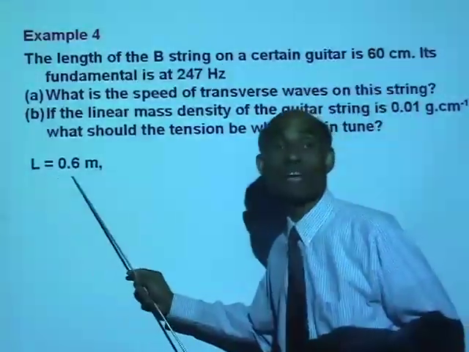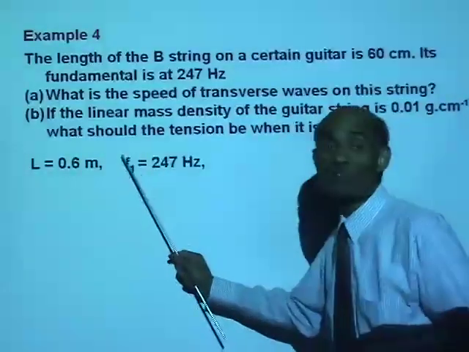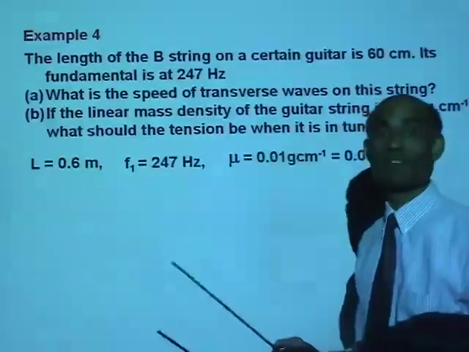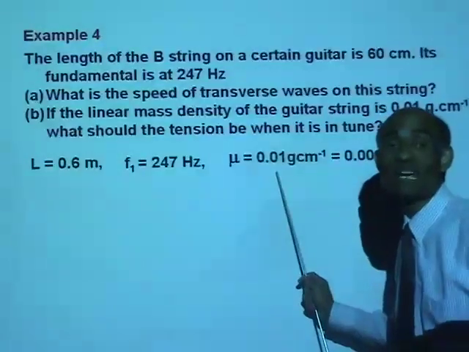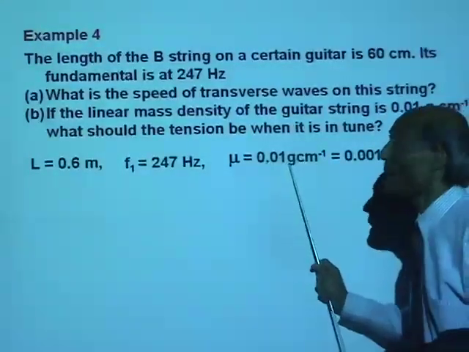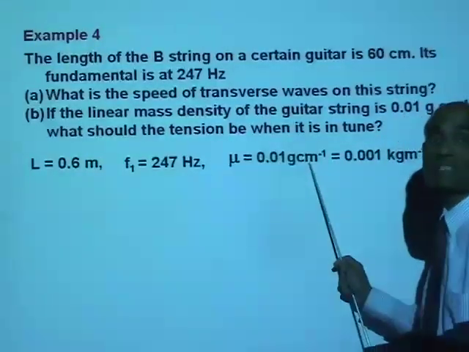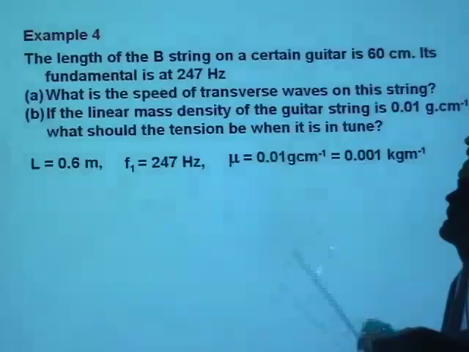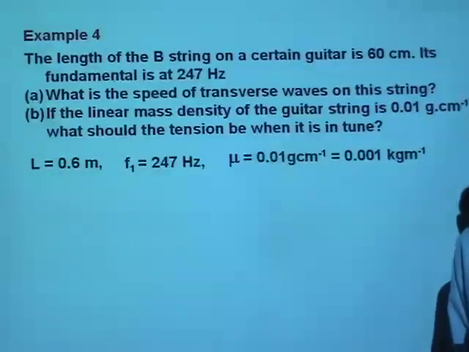You are given the length of the wire, that is 0.6 meter. You are given the fundamental frequency, 247 Hertz. You are given the linear density. And now, what's the unit? It is given in gram per centimeter, 0.01 gram per centimeter. Convert that to kilogram per meter. That will be 0.001 kilogram per meter.